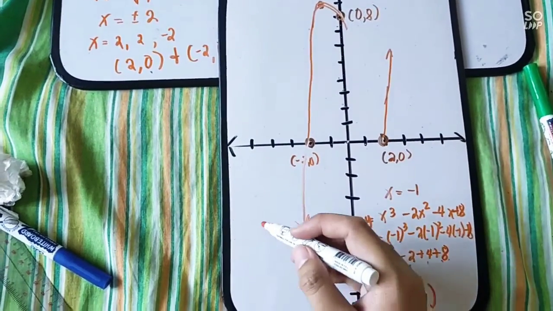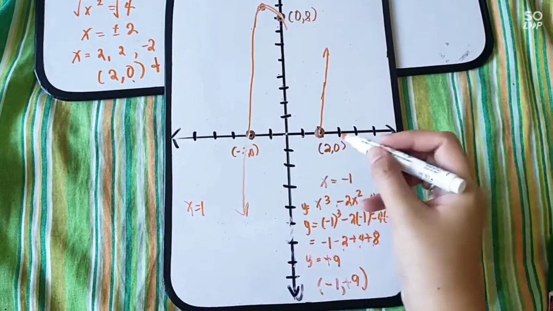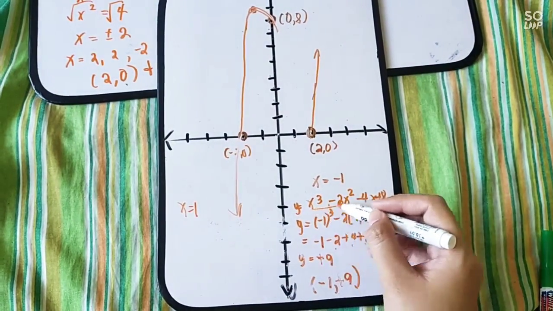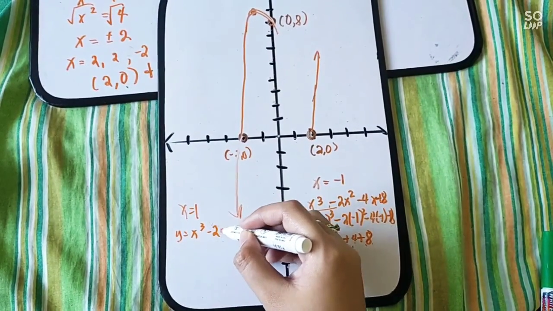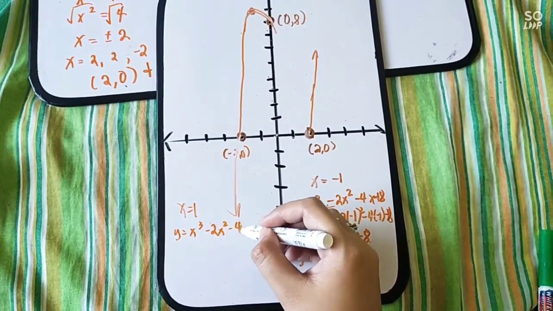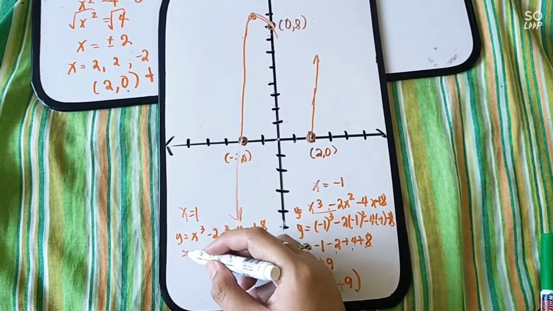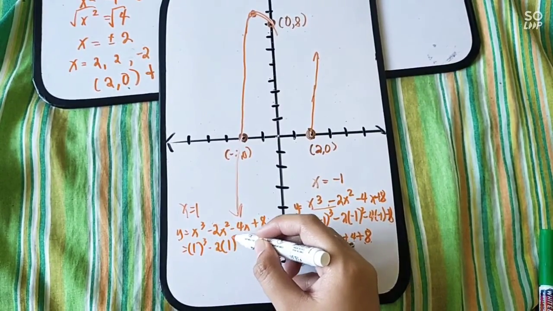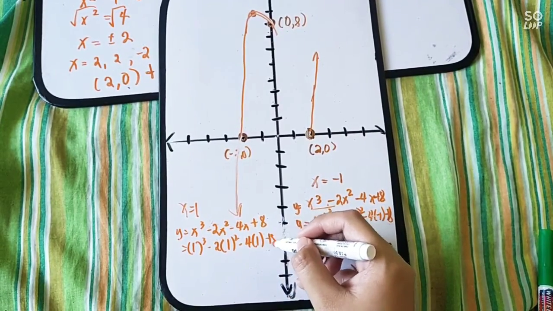So, solve ulit natin. So, x equals to 1. Ito naman, dito naman. So, substitute ulit natin dito sa ating given. So, y equals to x cubed minus 2x squared minus 4x plus 8. Substitute natin. So, we have here 1 cubed minus 2 times 1 squared minus 4 times 1 plus 8.